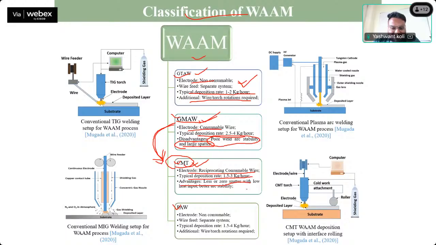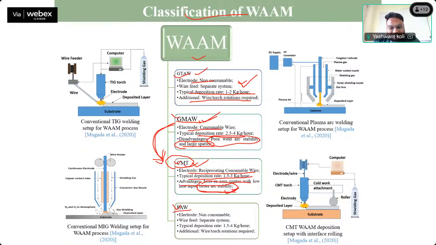Advantages are less or zero spatter with low heat input. We are getting better arc stability with CMT. So we are assuming that practically we have made it. If we are fabricating aluminum alloys, we are having lesser porosity, and we are typically getting more than 97% of the density that is commercially available with the commercial materials. So with almost the same density, we can fabricate it.